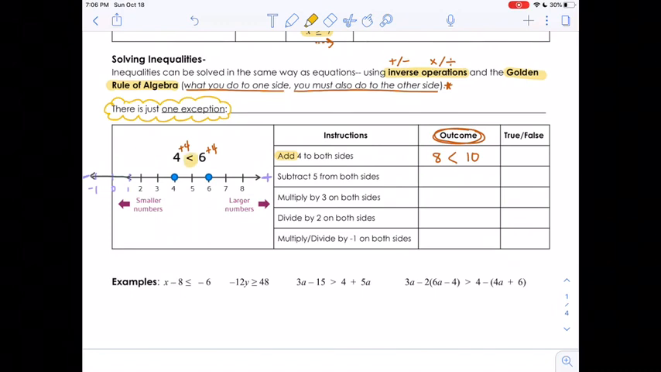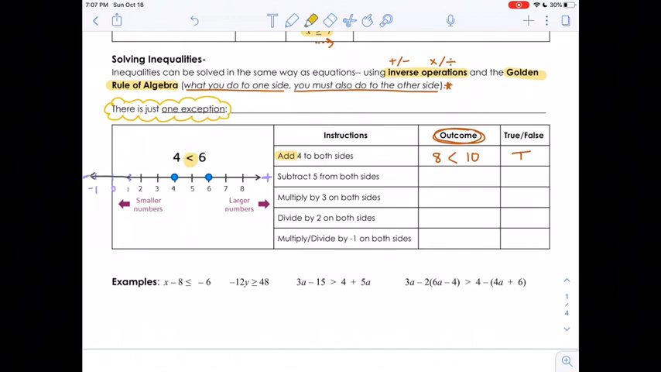Is this true or false? Well, it's true, right? 8 is less than 10. That's a true statement. So it seems that if we add something to both sides, it remains true. There's no problem. So yes, we can add something to both sides and it will remain true. So it's fine to do that. So let's do the next one.